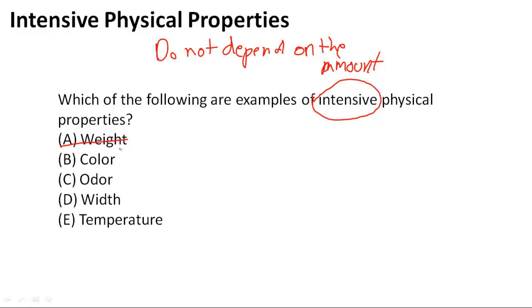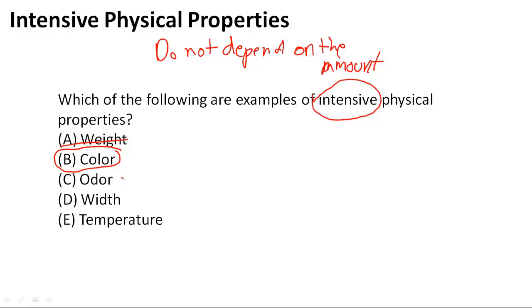Color. Does color change when we add more of the same substance? It doesn't change. Nothing turns from green to yellow if we add more of the same substance. So color is something that is definitely an intensive physical property.